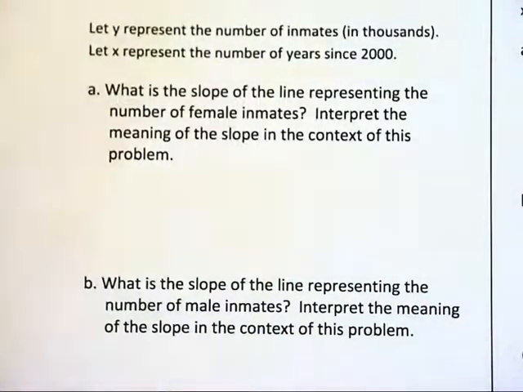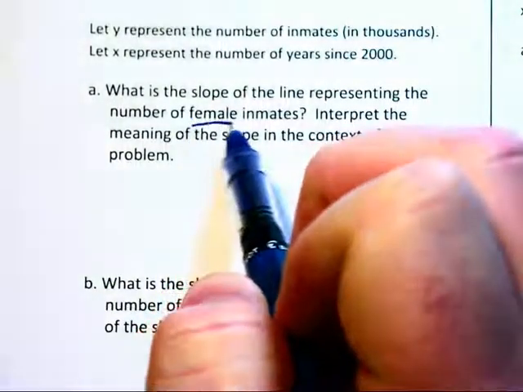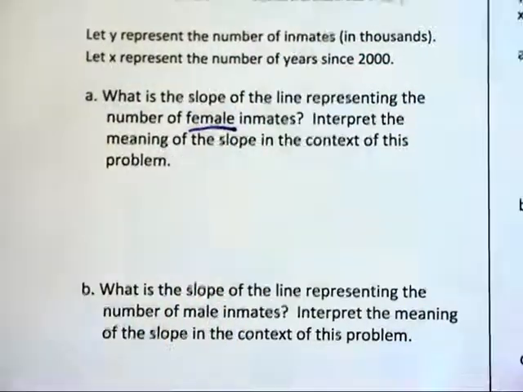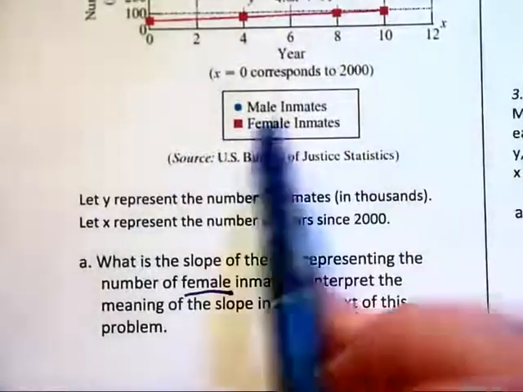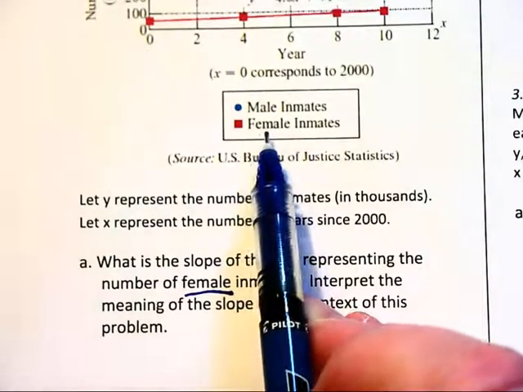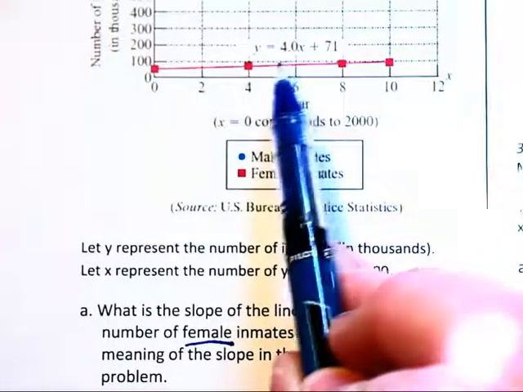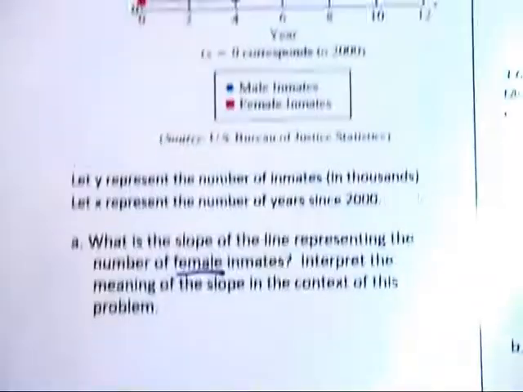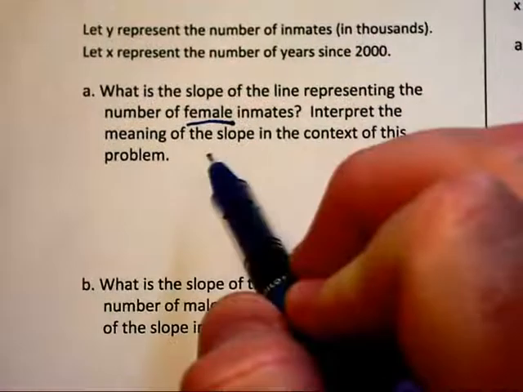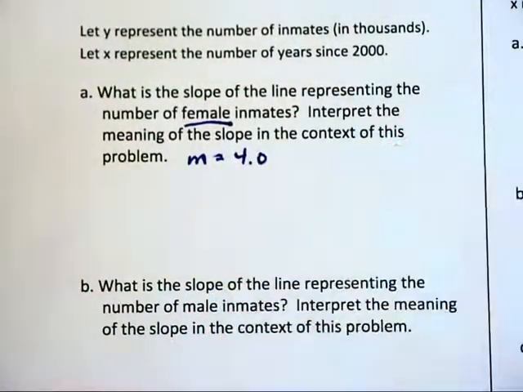Okay, let's start this first problem. What is the slope of the line representing the number of female inmates? Well, we go up above again and we notice that the females are the pink squares, and the equation above that line has a slope of 4.0. So I'm going to write down here as the first part of my answer that m is equal to 4.0.